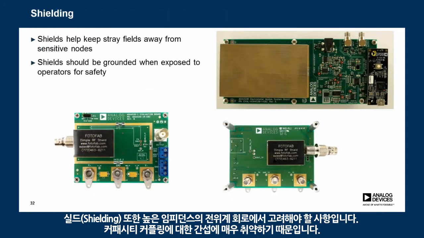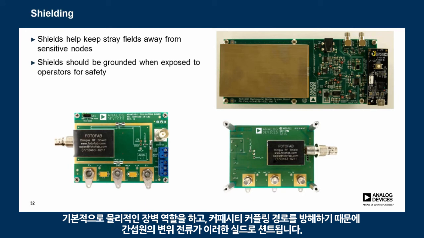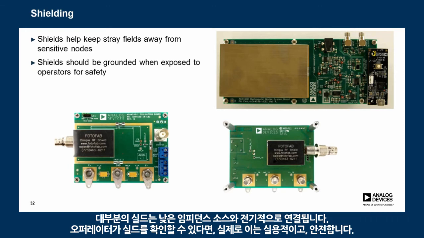Shielding is another thing we need to look out for. High impedance electrometer circuits are very susceptible to interference through capacitive coupling. You can think of the shield as a piece of conductive material that you place between the high impedance node and the interference source. The shield basically acts as a physical barrier, and it interrupts the capacitive coupling path. Then the displacement current from the interference source is shunted to the shield. Many times the shield is electrically connected to a low impedance source, let's say ground. This is actually good and safe, especially if you're exposing the shield to operators.